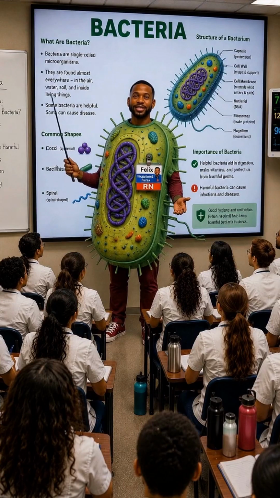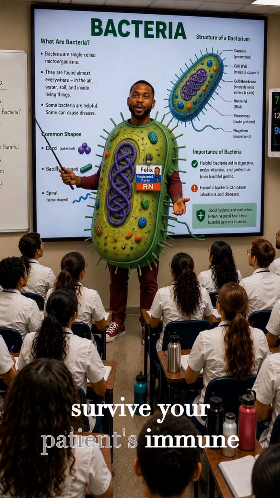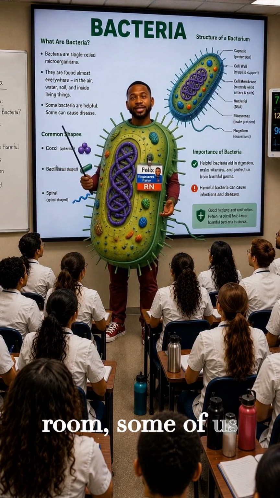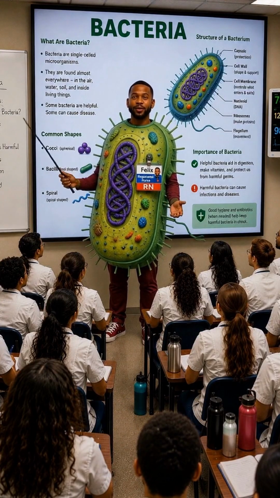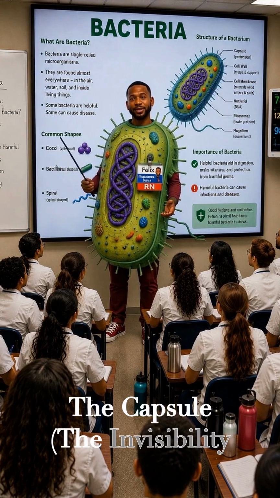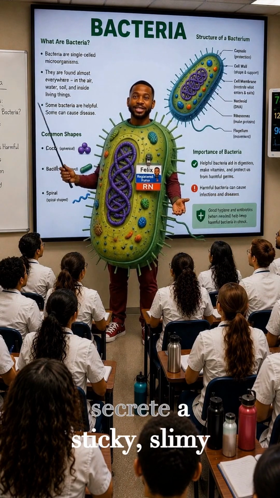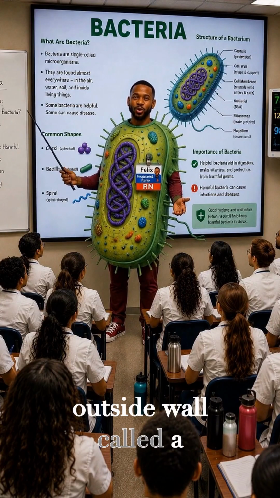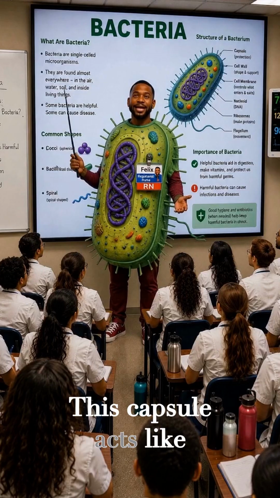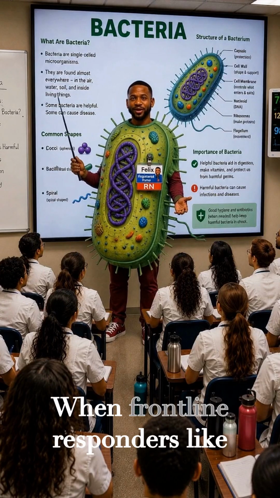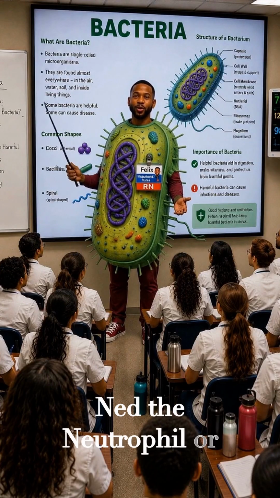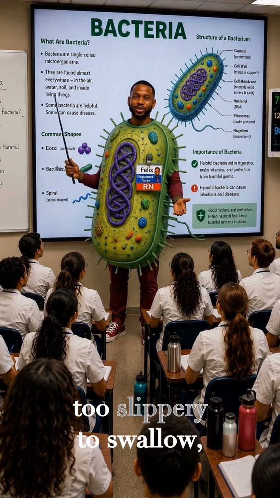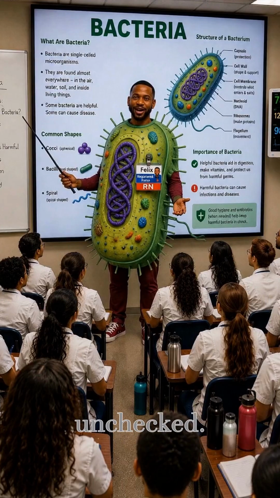The secret weapons: capsules and spores. To survive your patient's immune system and the harsh environment of a hospital room, some of us can develop specialized armor. One, the capsule, the invisibility cloak. Some bacteria can secrete a sticky, slimy sugar coating around their outside wall called a capsule. This capsule acts like an invisibility cloak. When frontline responders like Ned the neutrophil or Max the macrophage try to grab onto us, the capsule makes us too slippery to swallow, allowing us to multiply unchecked.